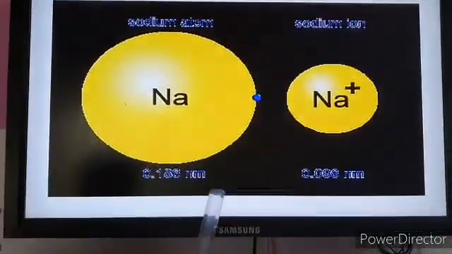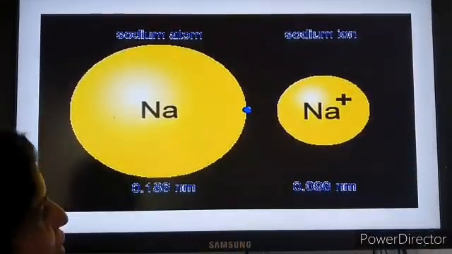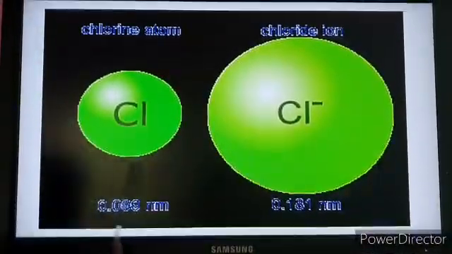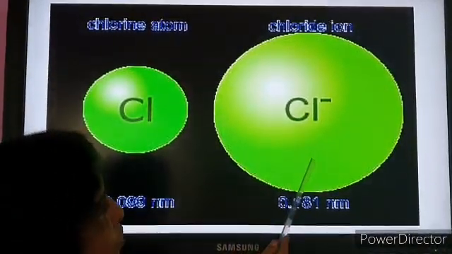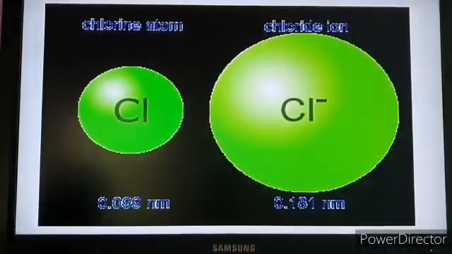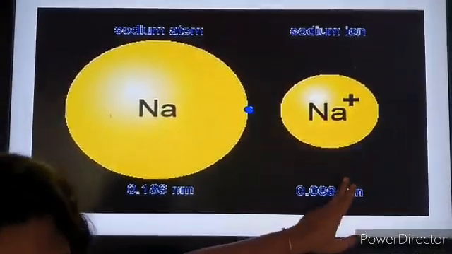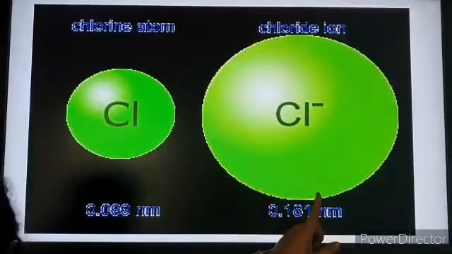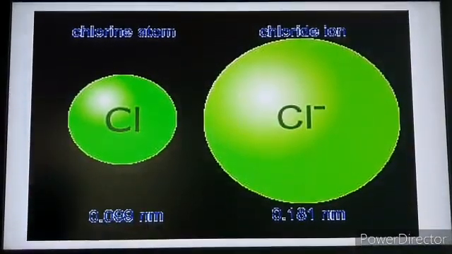And here it is more clear. This is the neutral sodium atom and this is the positive ion of sodium, which is smaller than the neutral atom. And coming to the chlorine. This is neutral chlorine atom, but this is negative chlorine ion or chloride ion. Here the size of the negative ion is bigger than the neutral atom. So, in general, any positive ion is smaller than its neutral atom, and any negative ion is bigger than its neutral atom. So, you have to remember this.